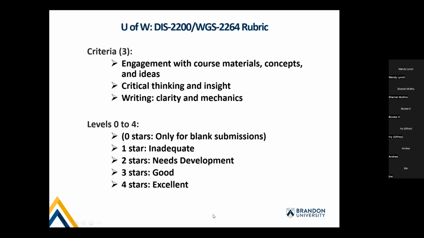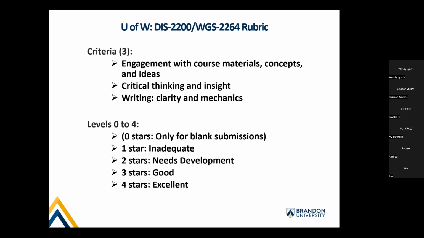Next slide, please. Thanks. The rubric that I designed for this activity works on a 1-to-4 rating system for each of 3 criteria, and the 3 criteria were engagement with course materials, concepts and ideas, critical thinking and insight, and the clarity and mechanics of the writing itself. So students have an interface which shows them a row of, in this case, 4 stars, and they click on them with their evaluation for each criterion. They can also give half stars.